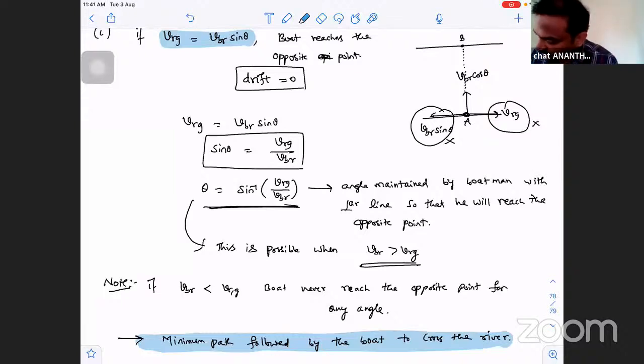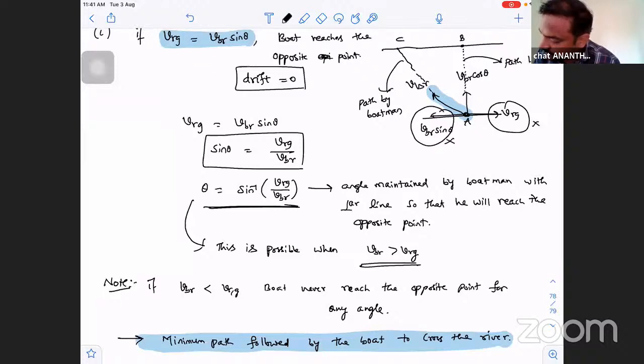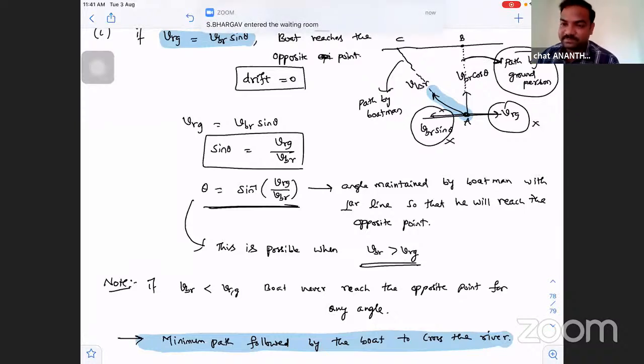Okay, see, this is the VBR. What does it mean? So the boatman is aiming at the C point. So this is the path seen by the boatman, and this will be the path by the ground person. See, in simple terms I'm writing. With respect to ground, this is the path. So this is the actual path. AB is the actual path followed by the boat. AC is the path assumed by the boatman.